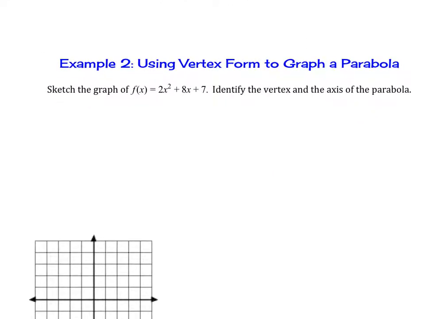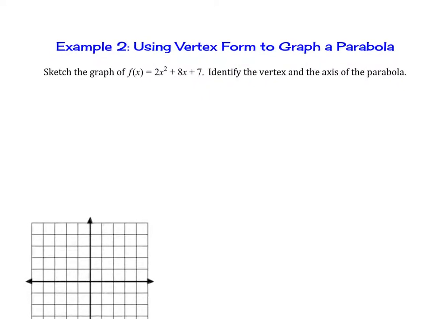So example 2, using vertex form to graph a parabola. I know your textbook refers to it as standard form, but I think we're used to hearing this as vertex form. So we're going to sketch the graph of f of x equals 2x squared plus 8x plus 7. Then we have to identify the vertex and the axis of the parabola, or the axis of symmetry. So this is how we're going to complete the square. We'll rewrite the problem. f of x equals 2x squared plus 8x plus 7.